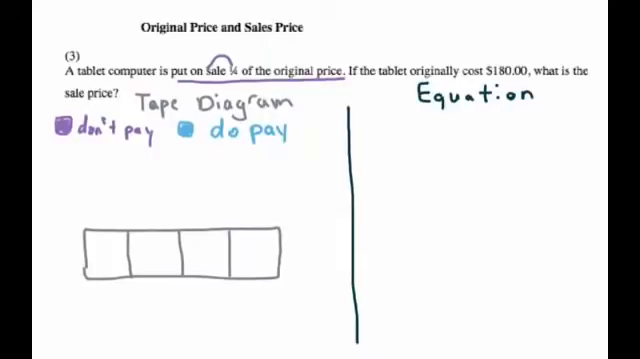The language of this problem can be tricky. I say, so we need to connect the sale to 1/4, and so that means we would take don't pay 1/4.